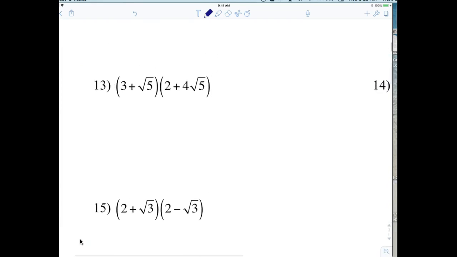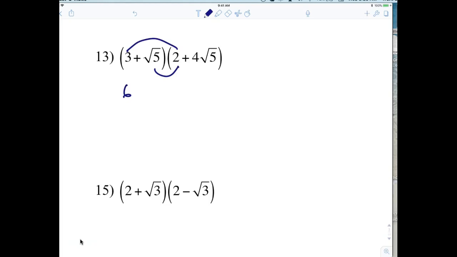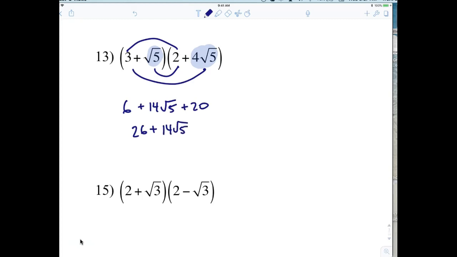Now on number 13, I think some of you guys have this down. 3 times 2, again, is 6. And then your smiley faces, I have 2 radical 5 and 12 radical 5. So that gives me what? 14 radical 5. Yes, so it'd be plus 14 radical 5. And then, of course, we're doing the square root of 5 times 4 radical 5. Radical 5 times radical 5 is 5, times 4 is 20. So it'd be plus 20. So then 26 plus 14 radical 5.